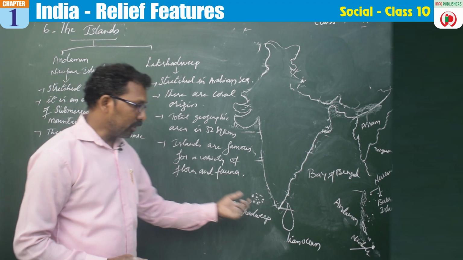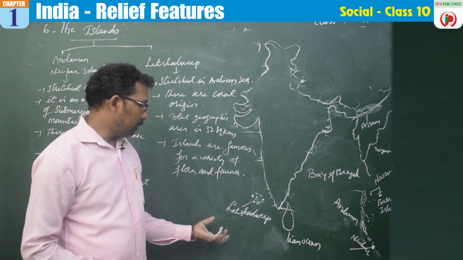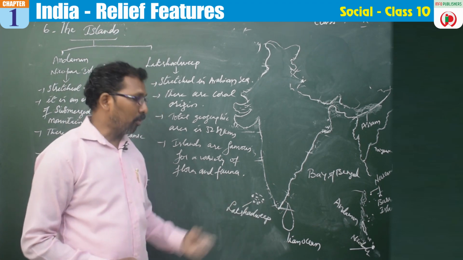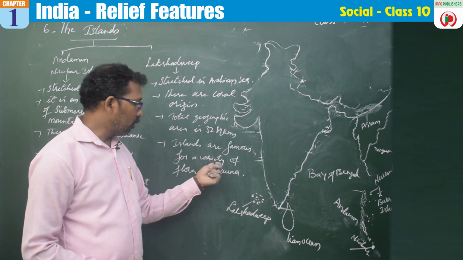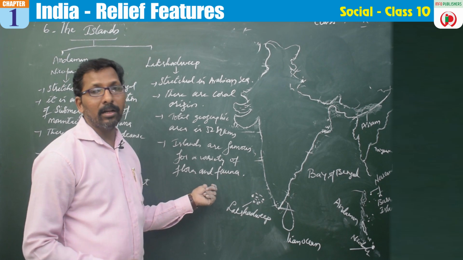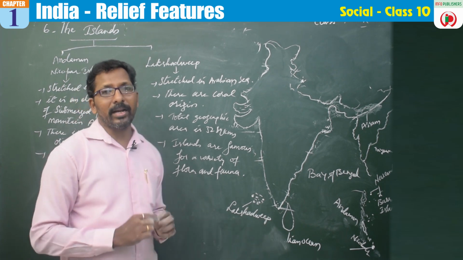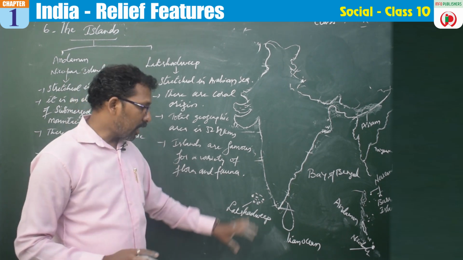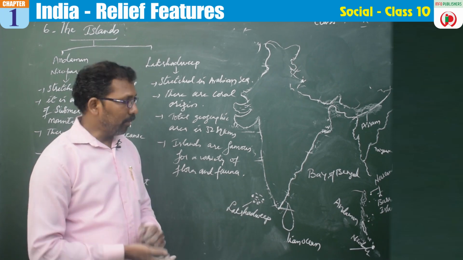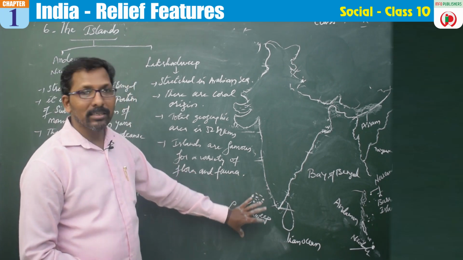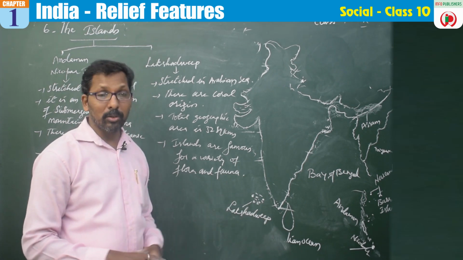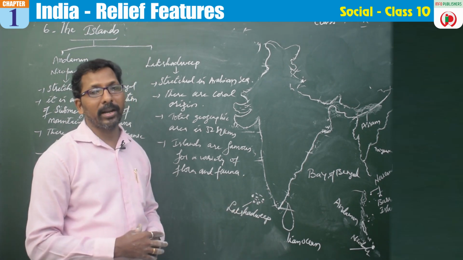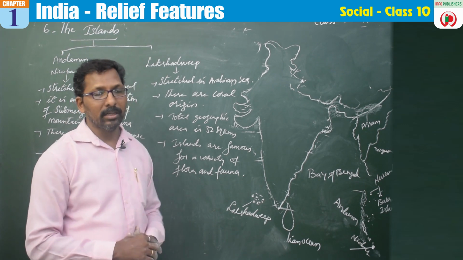And what is the most famous or popular thing about Lakshadweep is that it is famous for a variety of flora and fauna. Many different kinds of plants and animals are present here, and that's why many people go to Lakshadweep as a tourist place, because a beautiful variety of flora and fauna is present.